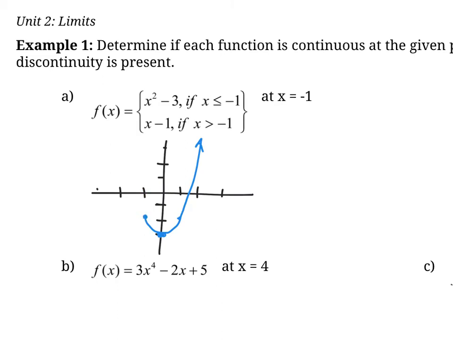Let's look at our second part, which is a linear function, x minus 1. And what that looks like, it's a line that's been shifted down 1, or has a y-intercept of -1. So it would start here.